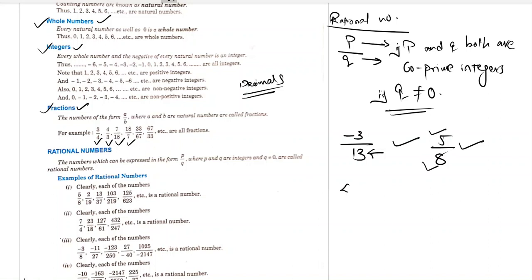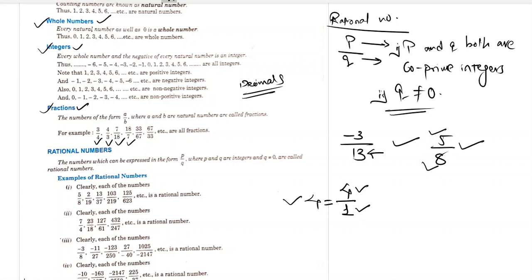What about 4? Is it a rational number? Now some students will say, no sir, this is not a rational number because it is not in the form of p by q. There is no denominator. But if there is no denominator, the denominator does not become 0, right? You can write 4 as 4 by 1. And now is it a rational number? Yes, it is, because 4 and 1 are co-prime integers and 1 is not equal to 0. So 4 is a rational number.